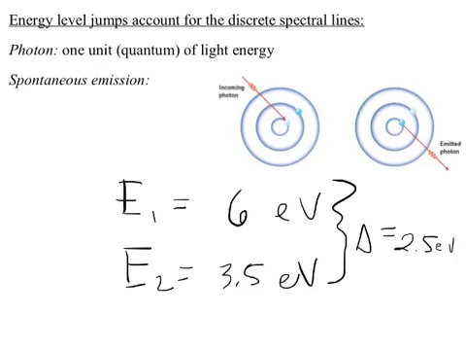So what that means is that for this electron to go from energy level 1 to energy level 2, it needs to be hit by a photon with exactly 2.5 electron volts of energy. So those photons are not all going to cause the electrons to move, only the ones that have the right amount of energy. So it has to match up with it.